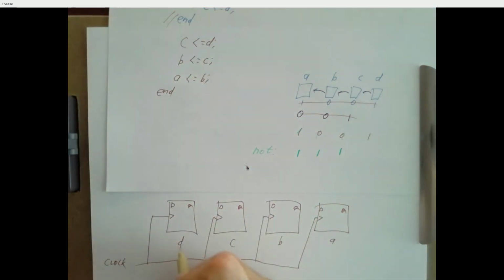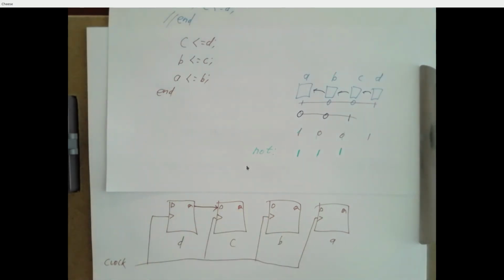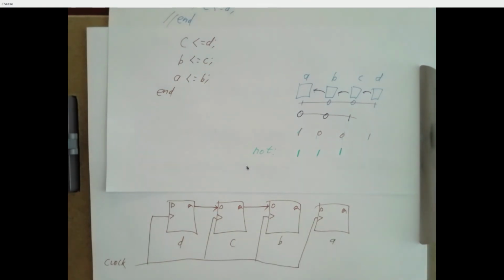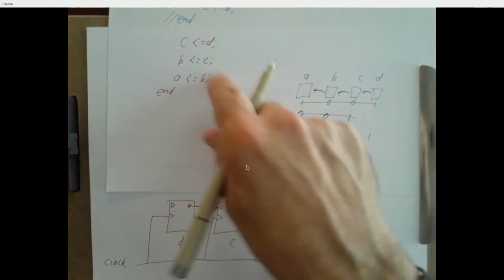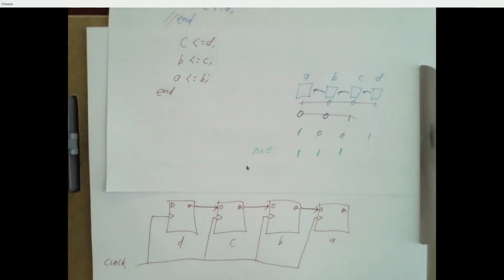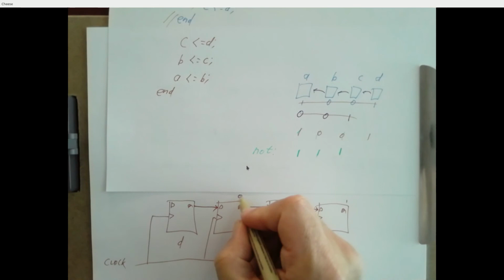How do we do that? We take the D flip-flop's output and we feed it to the D input of the C flip-flop. And we want C's value to get copied into B, so we take the Q output from the C flip-flop and feed that to the input of the B flip-flop. And we want B to get copied to A, so we take the B flip-flop's output, feed that to the input of the A flip-flop. And so initially we had A was a 1, a 0, a 0, and a 1.